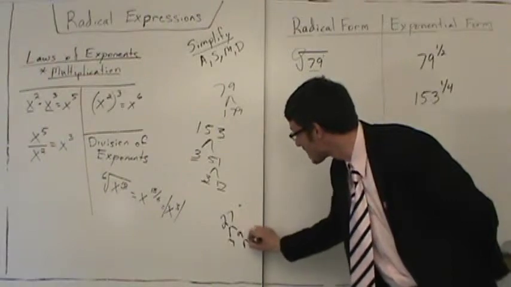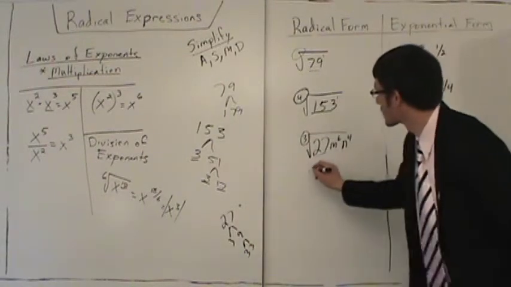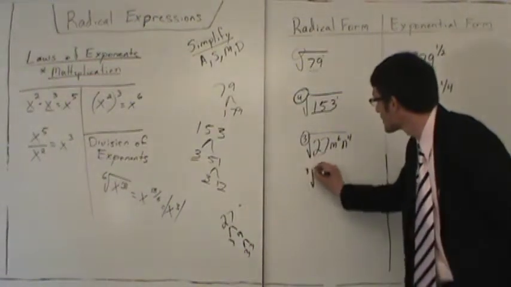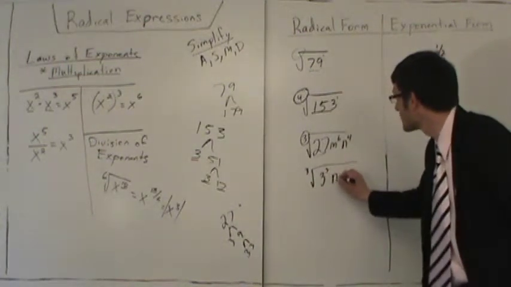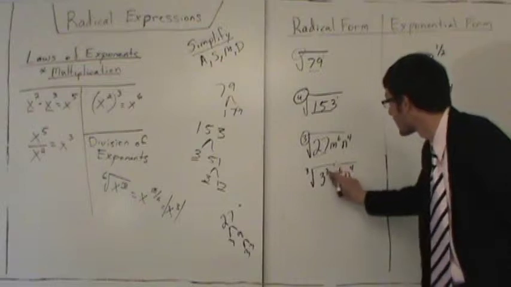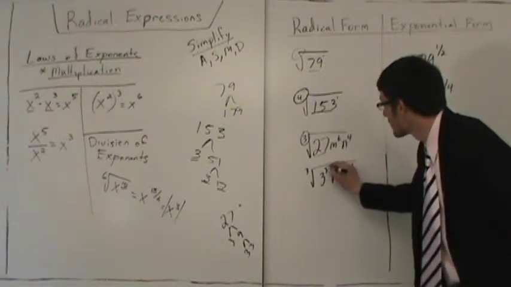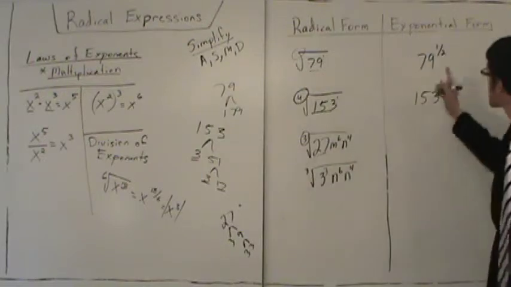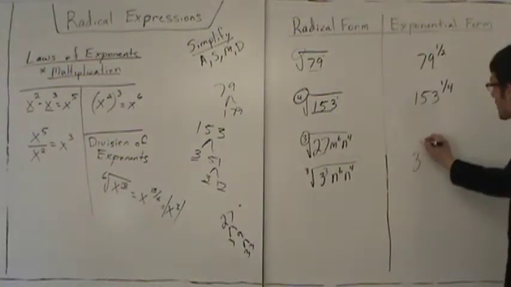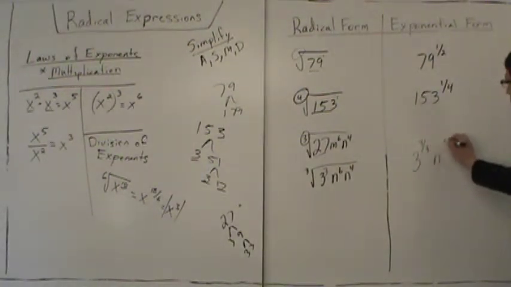This is 3 times 9, which is what? 3 times 3. So we're going to write this as the cubed root of 27 is 3 3's. So 3 to the 3rd power, n to the 6th power, n to the 4th power. Now, 3 to the 3rd. We're going to write this in exponential form as 3 to the 3 divided by 3, n to the 6 divided by 3, and n to the 4 divided by 3.